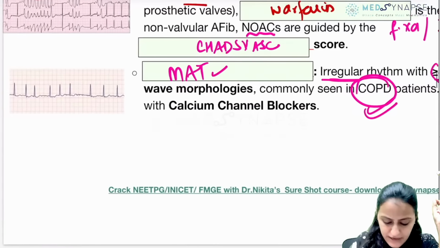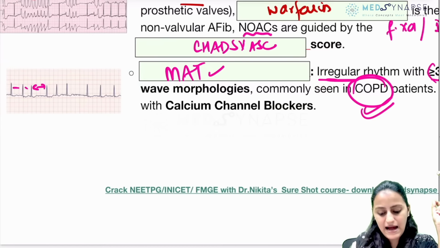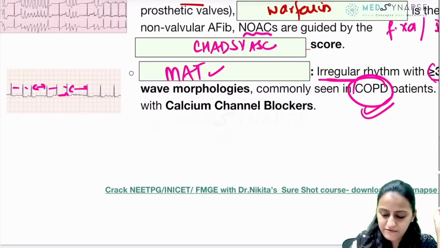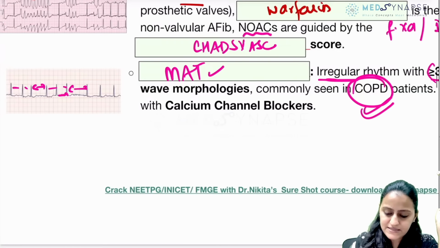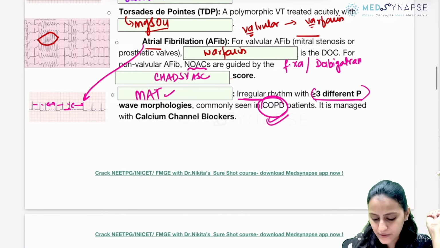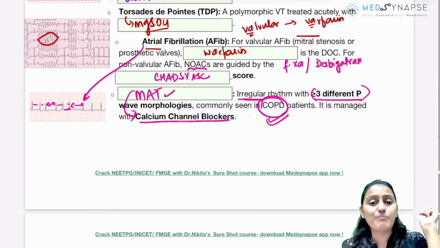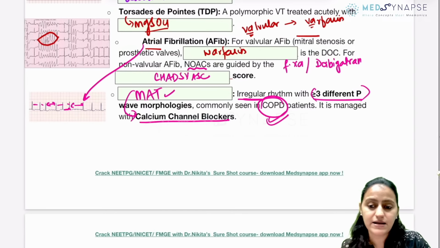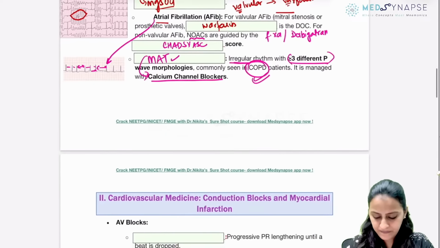And what is this image showing? Look at the rhythm here. The RR interval, it is not constant, changing. You are not seeing the P wave. This is going to be atrial fibrillation. Irregular rhythm with absent P wave. Okay, you treat it with calcium channel blocker for MAT. Okay, for multifocal atrial tachycardia, you give calcium channel blocker.